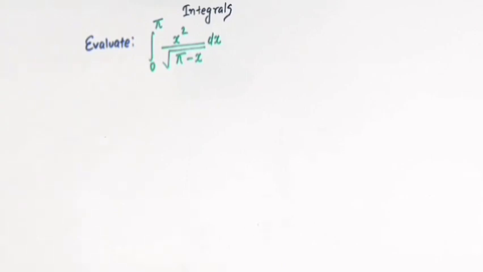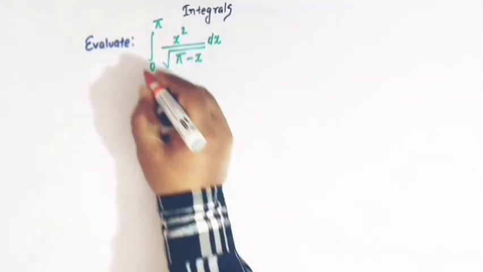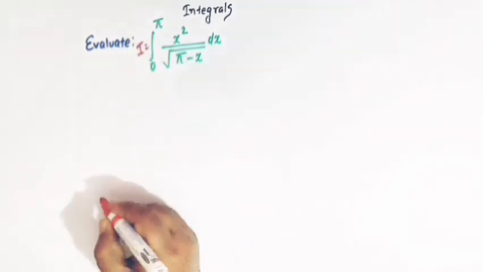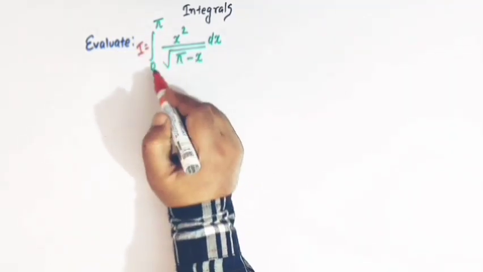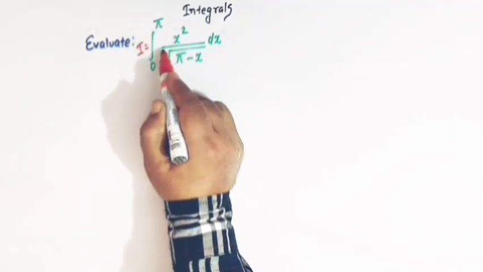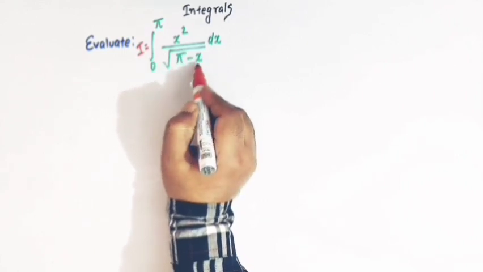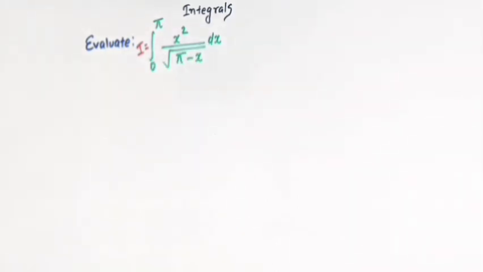So let us start. So let us call this integral as I. So here we have the integral from 0 to pi of x square divided by square root of pi minus x dx.